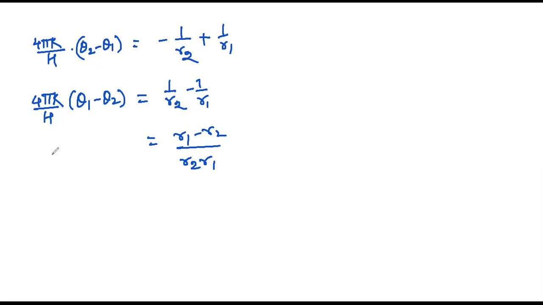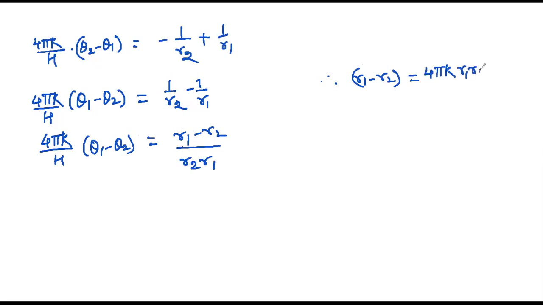Yes or not? r1 minus r2 is equal to what? This one, r2 r1. And now if I want r1 minus r2, I am getting 4 pi k r1 r2 into theta 1 minus theta 2 divided by h. This is what the thickness formula is.